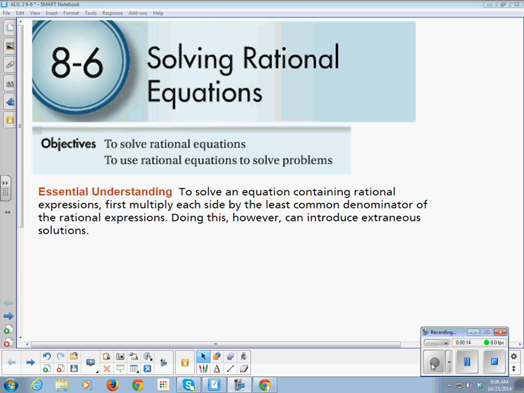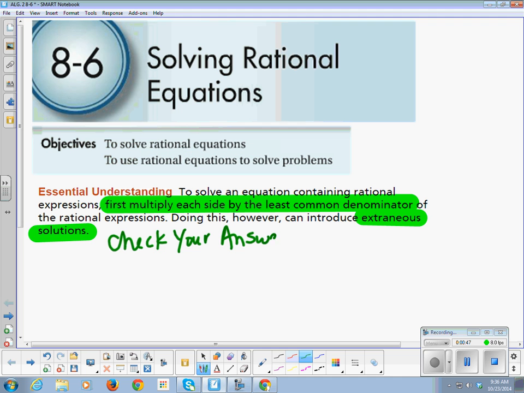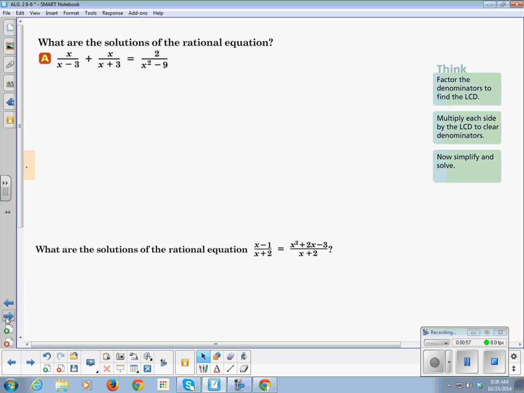It's essential that we understand that to solve an equation with a rational expression, this is what I do. I want to first multiply each side by the least common denominator. And then once you do this, be aware of the extraneous solutions, which means check your answers. You may get some that don't work. Alright, so let's take that method and apply it to this situation.